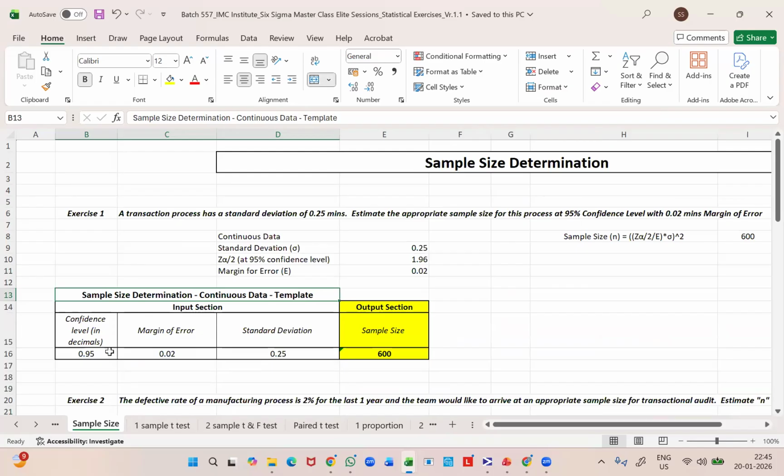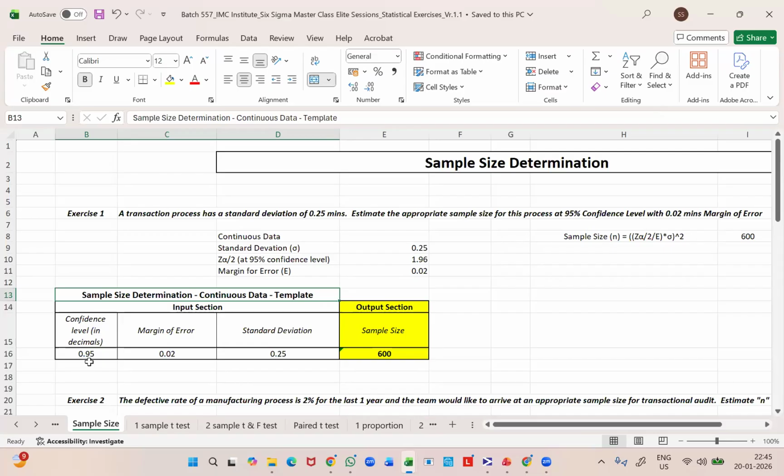So the confidence level is 95%. We need to update it as 0.95. So whenever you use the template, right, any percentage value that is provided as an input value in the question has to be converted in terms of a decimal value and then updated in the template. You should not be straight away updating the percentage value in the template. So all these percentage values need to be converted in terms of decimals and then updated in the template. You should not forget that.